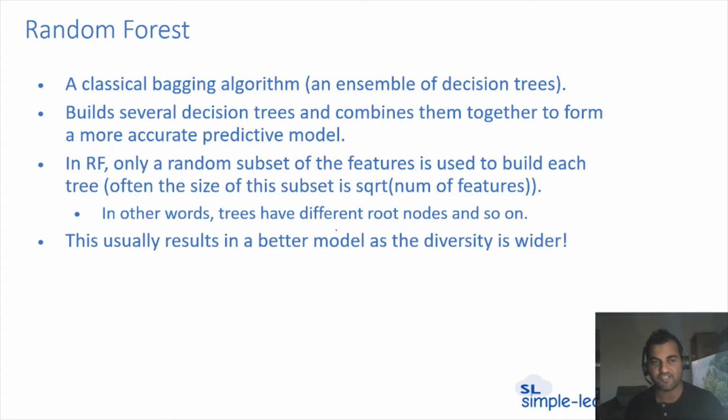So in random forest, only a random subset of features is used to build each tree. So trees have different roots, nodes, and so on. This usually results in a better model as the diversity is wider. So for diverse data, we can get better results in this model.